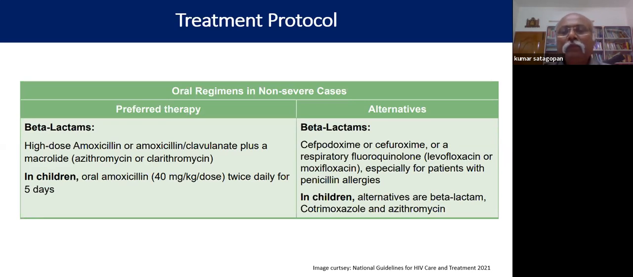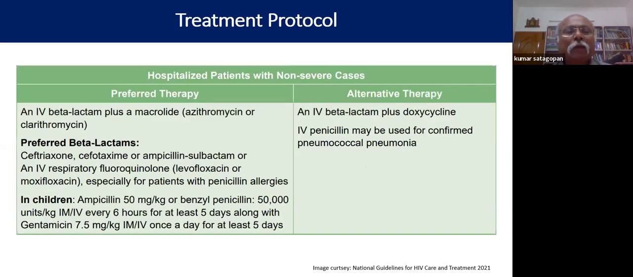Next slide. Preferred therapy in hospitalized non-severe cases is IV beta-lactam plus macrolide to cover for atypical. All these depend on availability, you can find out from your stores. Children also, same thing. Alternate therapies include adding doxycycline to cover for atypical. Penicillin, even now, is one of the wonderful drugs, crystalline penicillin IV, but it has to be given 3 to 4 times a day.